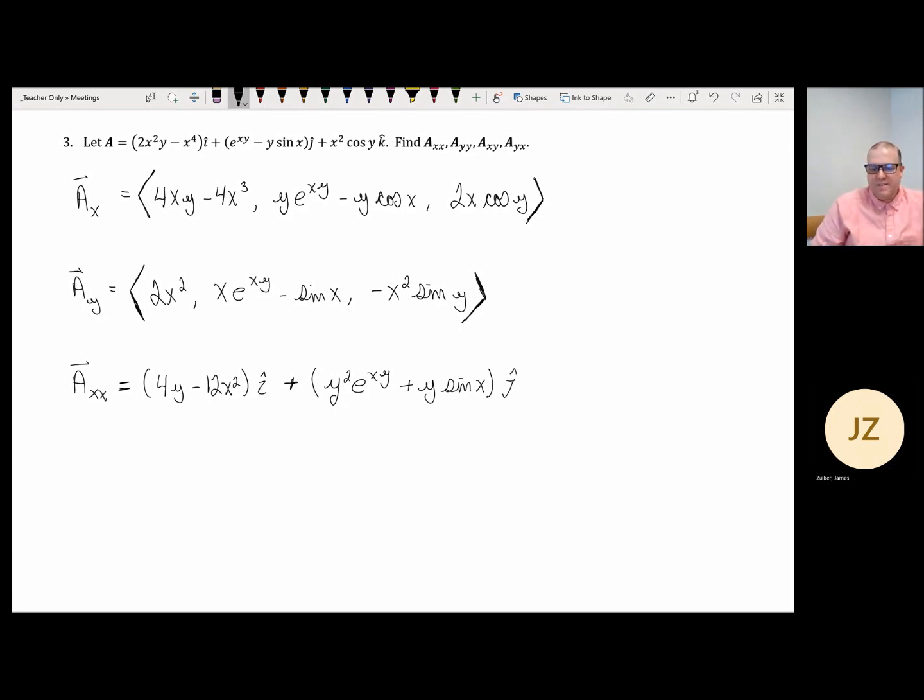Y squared e to the xy plus y sin x. Say that. Right? Y squared e to the xy plus y sine of x, right? That's the J component. What about the K component? Cosine y. Or I mean 2 cosine y.